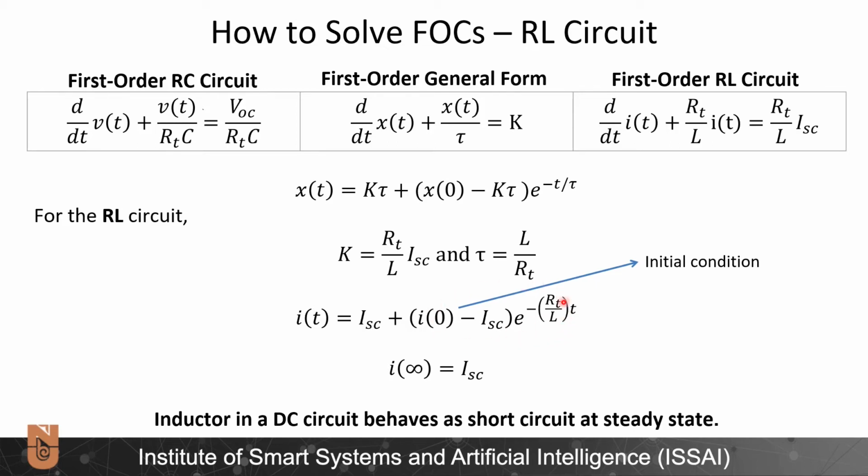And since this exponential term will again converge to 0 as t goes to infinity, in the end the current will be equal to I short circuit at t is equal to infinity, and therefore we can state that the inductor in a DC circuit behaves as a short circuit in the steady state.